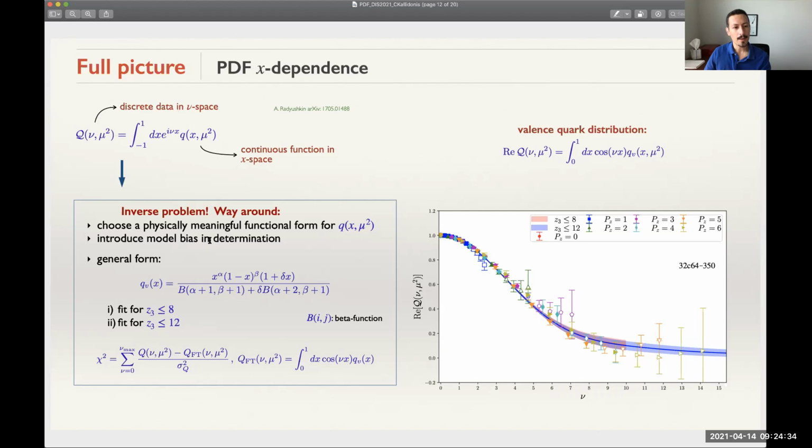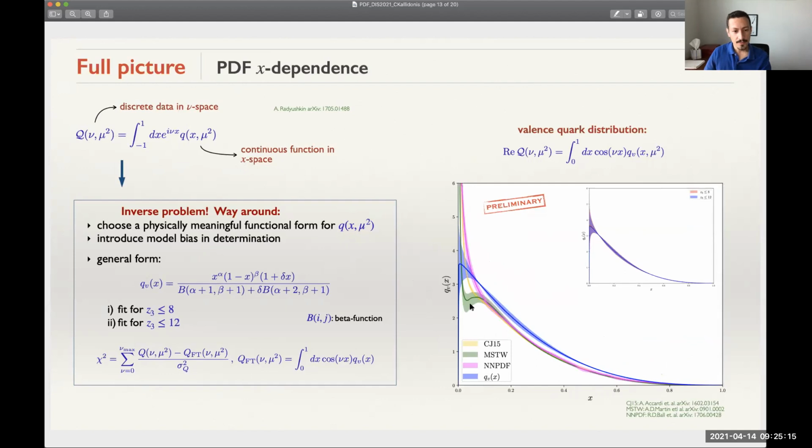But this is a first step again, and what we do is perform this fit according to this chi-square over here, where this Q^FT is our discrete data, and then Q nu mu over here is just this integral where the fit parameters alpha, beta, and delta are left over here. By doing so, we get this curve over here. We perform this fit up to Z3 of 8 and 12, and we see that there is not much of a difference in the resulting curve.